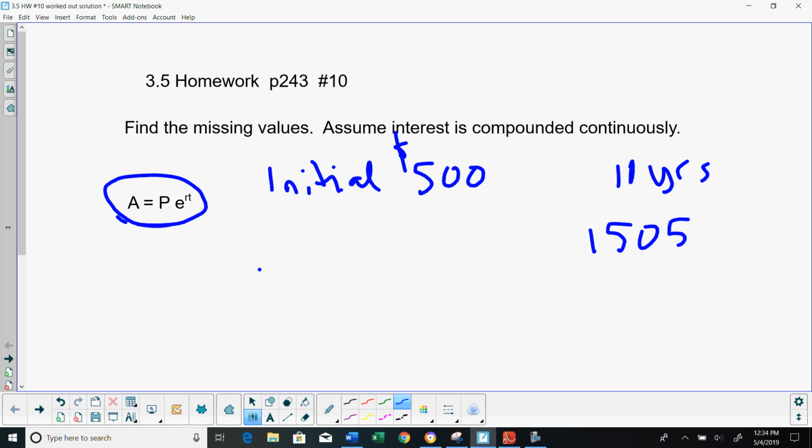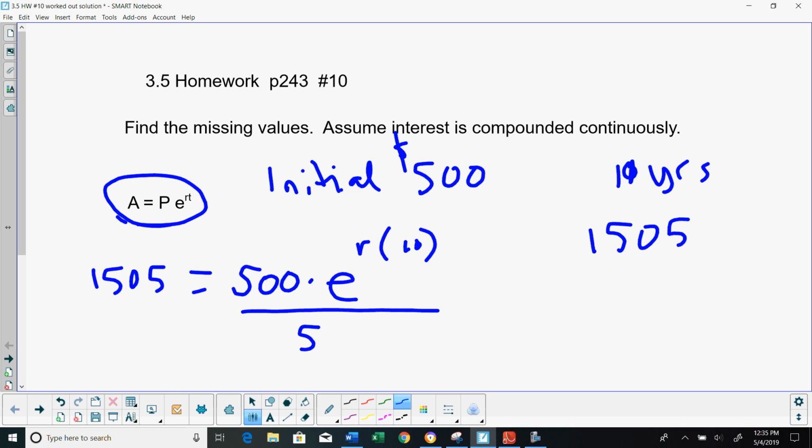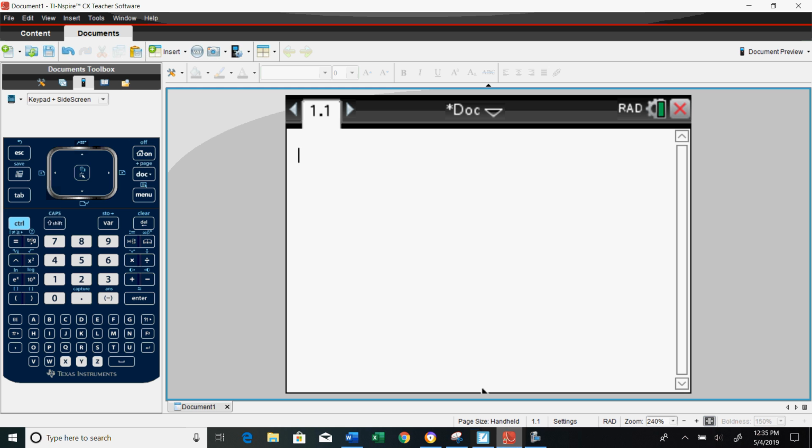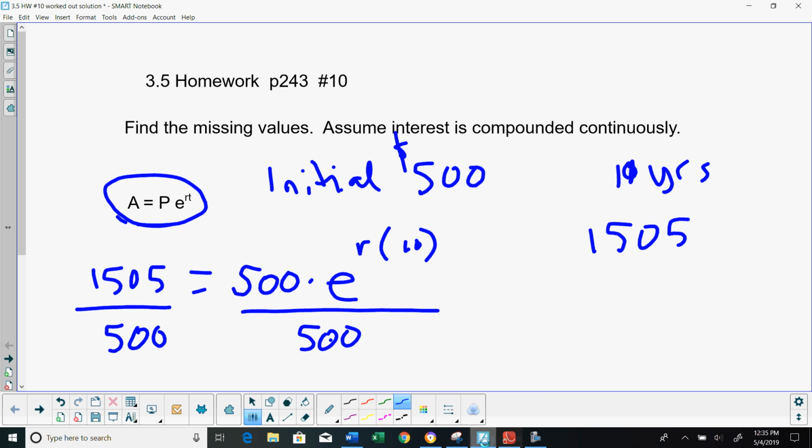We do want to use the compounded continuously formula. If we know our initial amount is 500, I'm going to put that in for P, times e to the, we don't know the interest rate, so I'm just going to call it r, times 10, because after 10 years we will have $1,505. So at this point, we would just divide both sides by 500. We're trying to solve for r. 1,505 divided by 500, I'm getting 3.01.